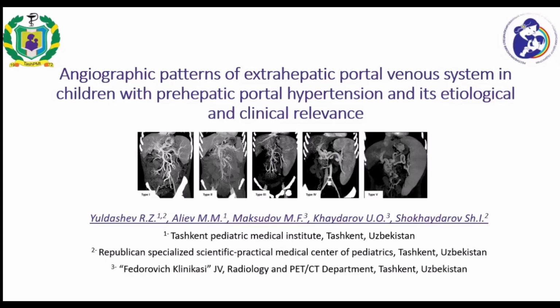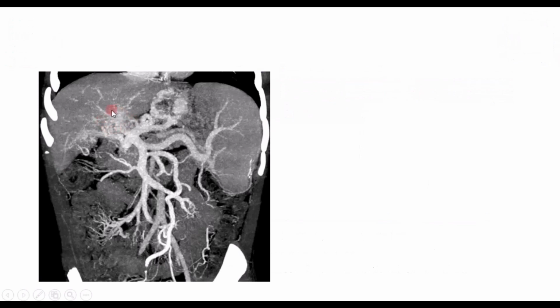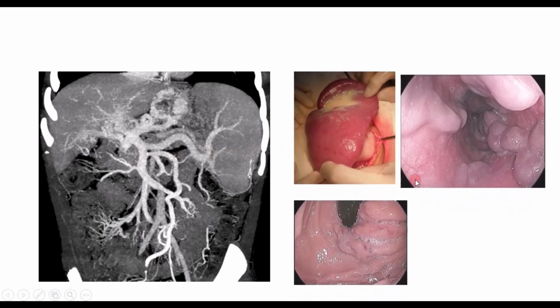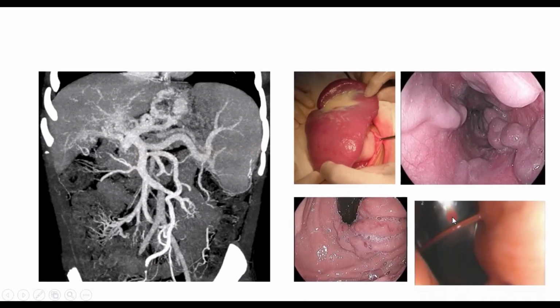Our research study is dedicated to angiographic patterns of the extrahepatic portal venous system in children with prehepatic portal hypertension and its etiological and clinical relevance. The majority of children with extrahepatic portal hypertension have isolated portal vein obstruction, and the portal vein is replaced by multiple venous collaterals, the so-called portal cavernoma. In these children, the portal venous system can be variably occluded. Children often present with splenomegaly and thrombocytopenia, esophageal and gastric varices, and GI bleeding.